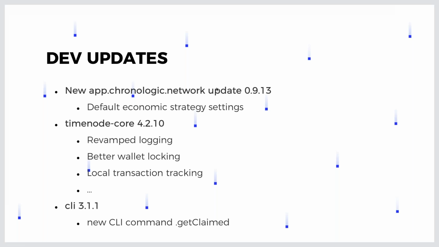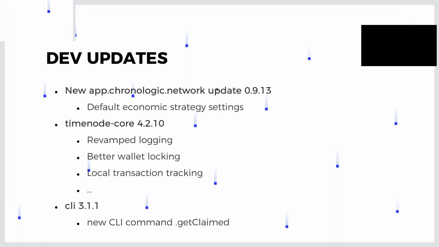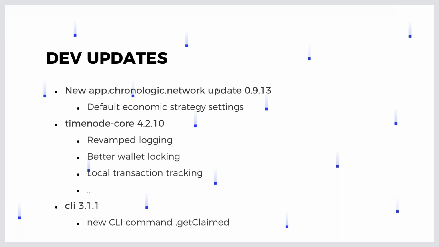So after 2 weeks, last week we deployed a new DApp. It does contain the new .NET TimeNode core library, which has quite a lot of changes, and we're excited about them. They improve the logging, they improve the wallet locking, which means that your operations on the TimeNode should be better and smoother. You should see fewer errors, fewer tries where you front run your own transactions, and so on and so forth. So we put a focus onto this.